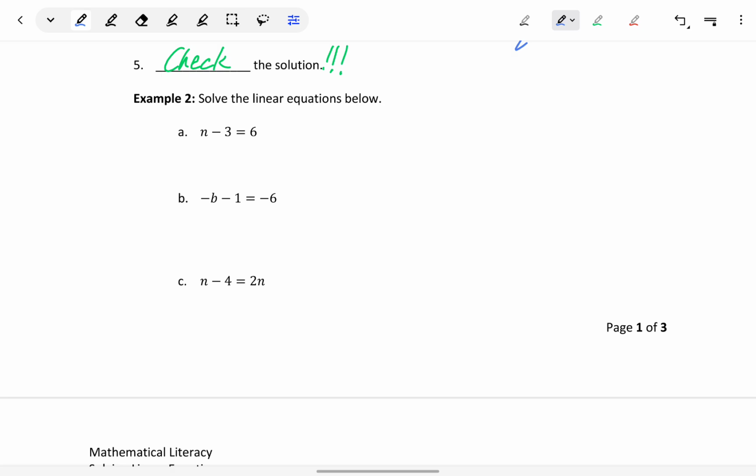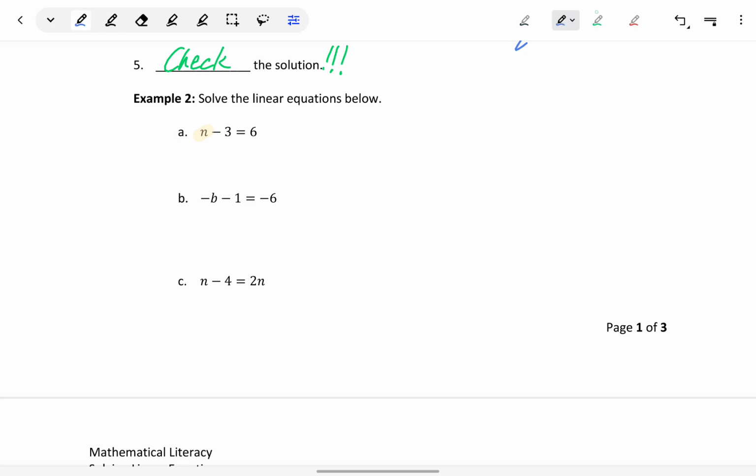In part A, we have n minus 3 is equal to 6. There's nothing to simplify with this equation. The expression on the left-hand side and the expression on the right-hand side have no like terms in common. There are no arithmetic steps we can take. So we'll go ahead and look at isolating all of the variable terms on one side of the equation. In this case, there's only one variable term, n, which is already obviously on one side of the equation, so there are no variable terms to move.